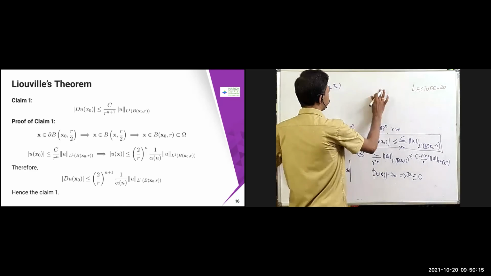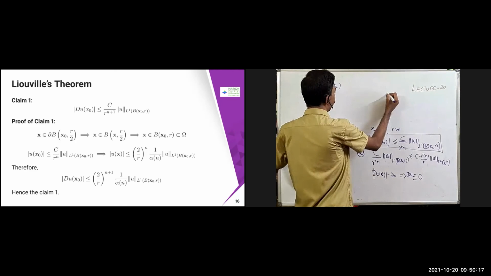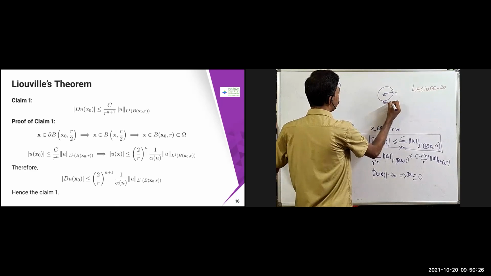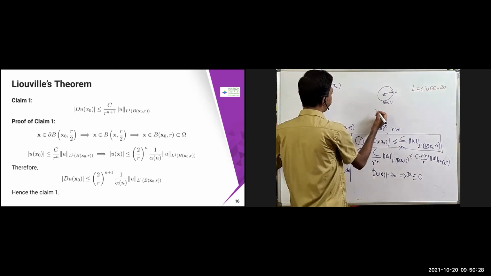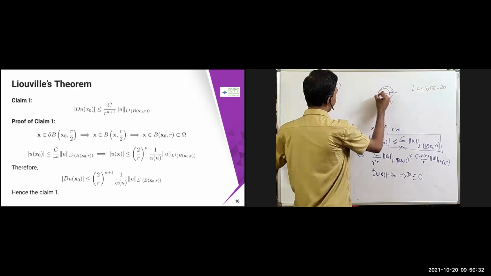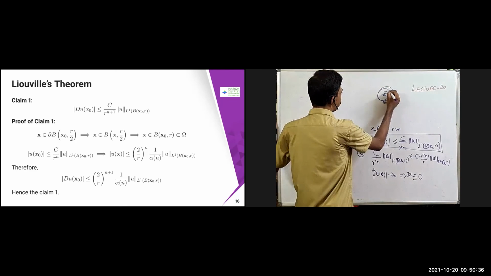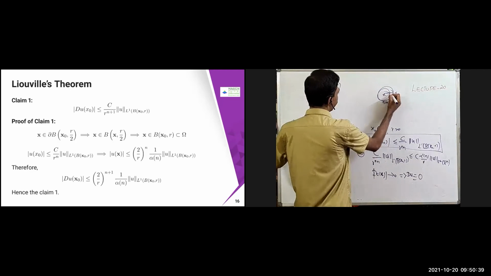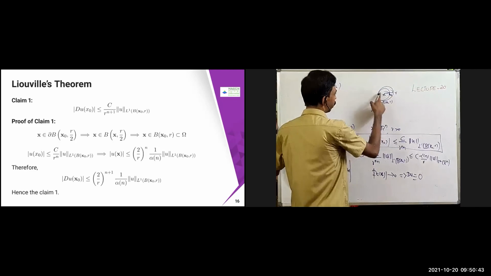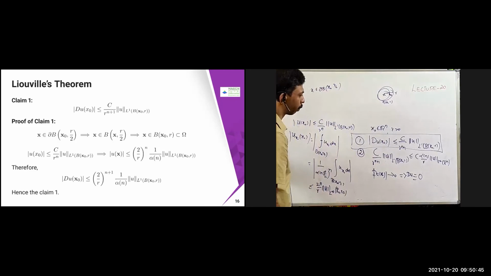So I have an x naught here, and I have a ball of radius r. This is x naught, so this is nothing but B of x naught comma r. Now I'm going to take my x such that it lies on dou B of x naught comma r by 2. So r by 2 is somewhere here, half of the radius. That means my x is going to be somewhere here, on dou B of x naught comma r by 2.